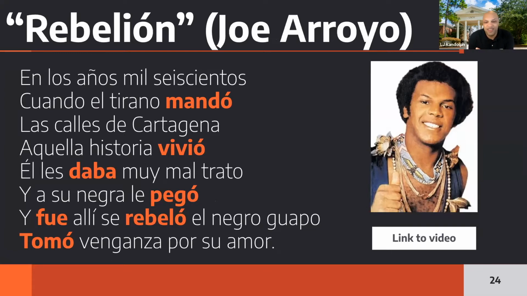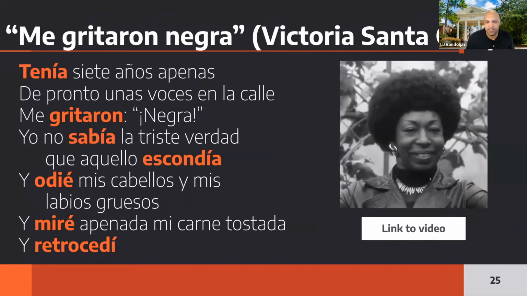And you can see here a lot of the verb forms that he's using to talk about the past are high frequency verbs, like to be, to give, to live, to take, to rebel. So these are things that students would come across anyway in looking at the context within the textbook. Another one is Me Gritaron Negra, which is a spoken word piece by Victoria Santa Cruz, who's Afro-Peruvian.